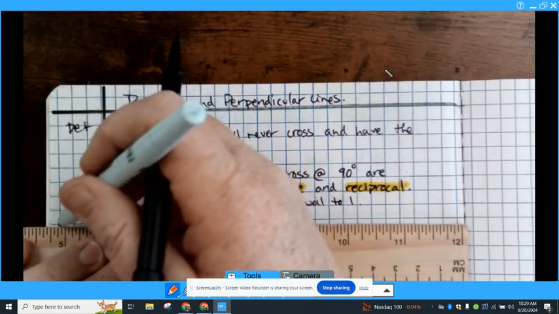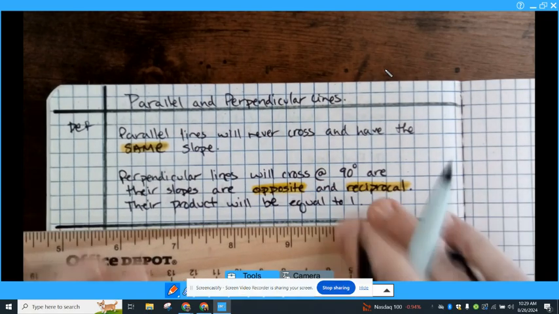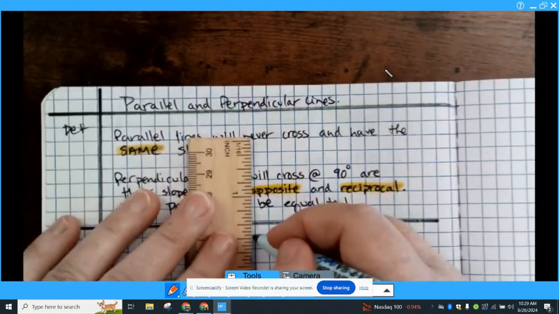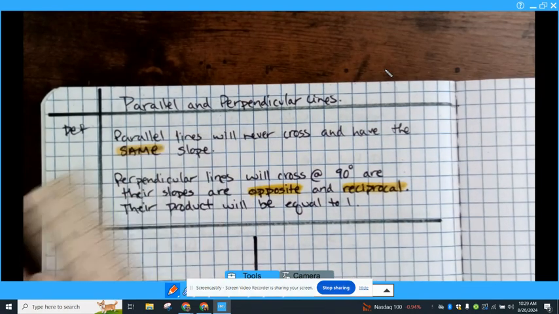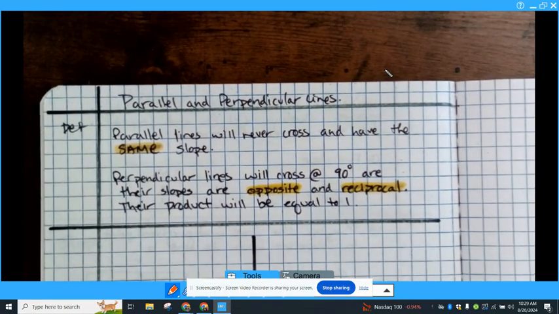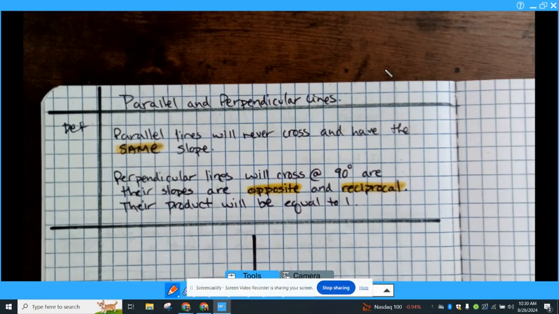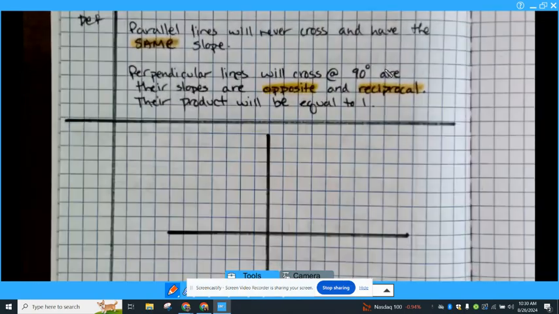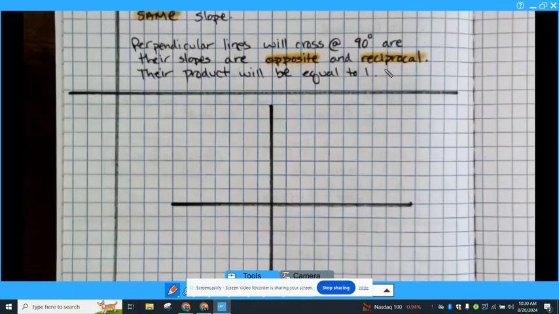So we're basically going to do an example with one line. So I'm going to make a big giant coordinate plane. And I'm going to use 2 different colors for my parallel and perpendicular lines. Again, pause it if you need to.